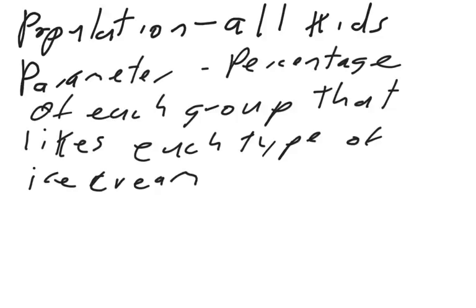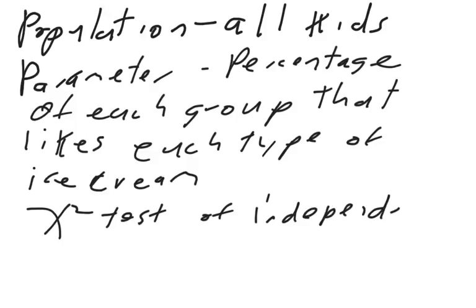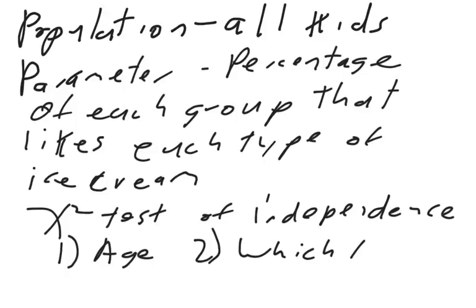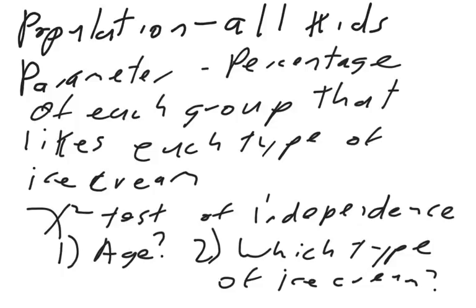And just so we can understand why I'm calling this a chi-squared test of independence, each kid was asked 2 questions. 1, they were asked their age. 2, which type of ice cream. Remember, if we only asked one kid and we had the groups already split up, then you go watch the other lesson, the other chi-squared test of homogeneity.